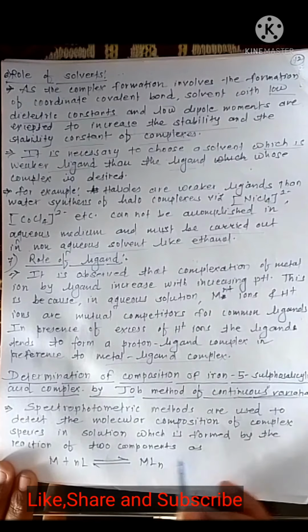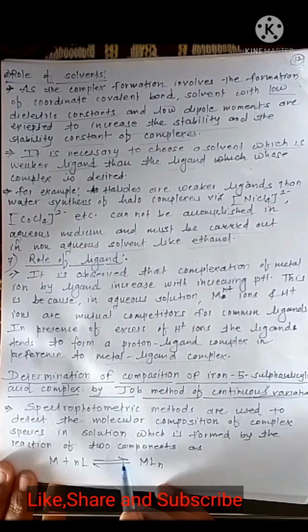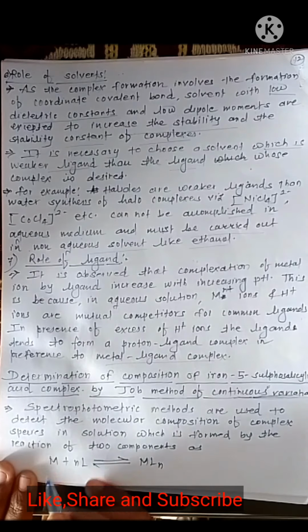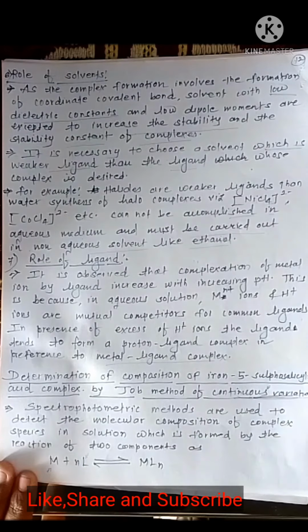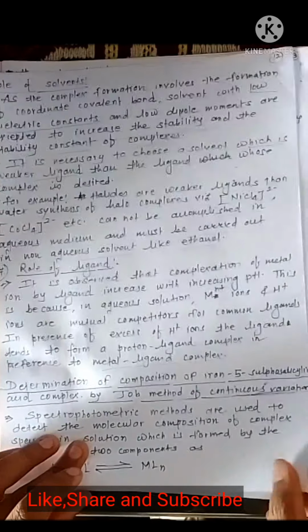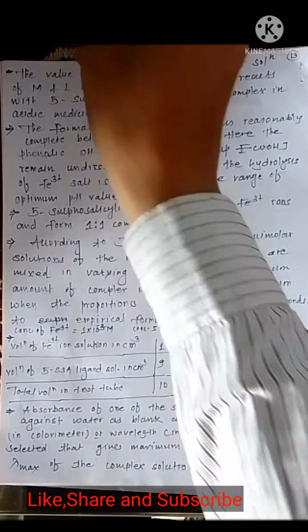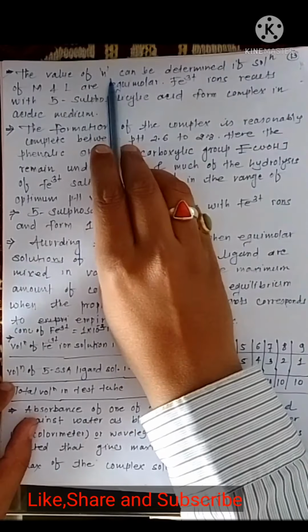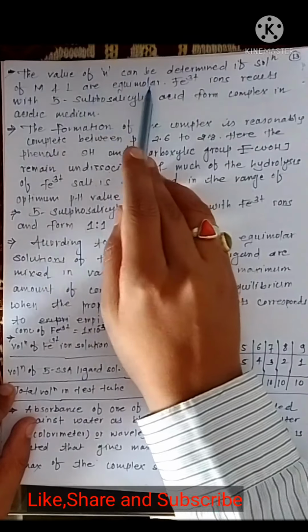formed by the reaction of two components, that is M plus nL gives you MLn. Here M is your metal and L stands for ligand. The value of n can be determined if the solutions of metal and ligand are equimolar.